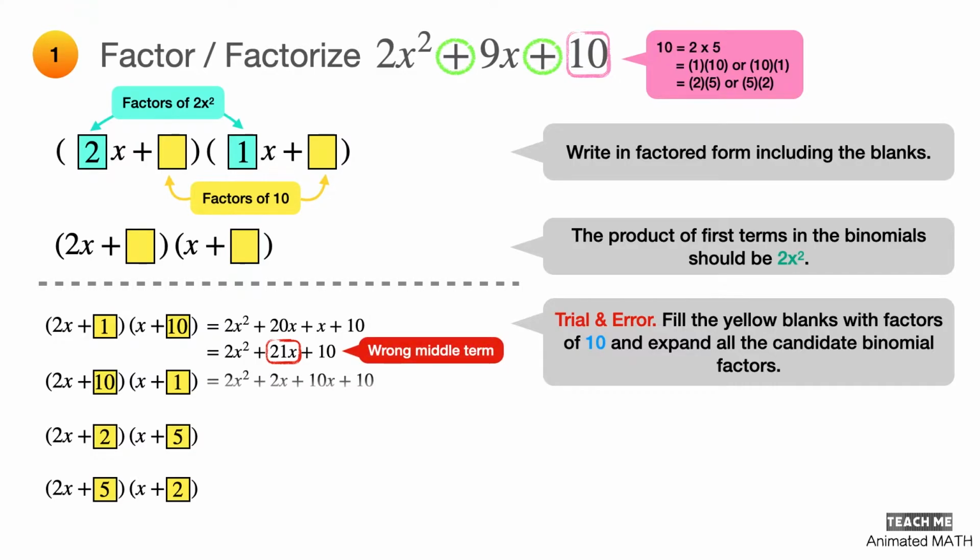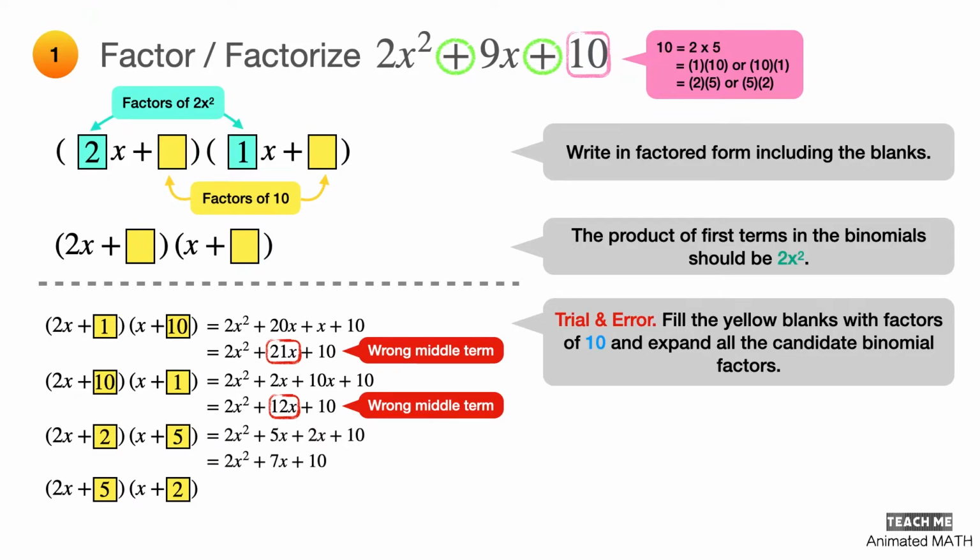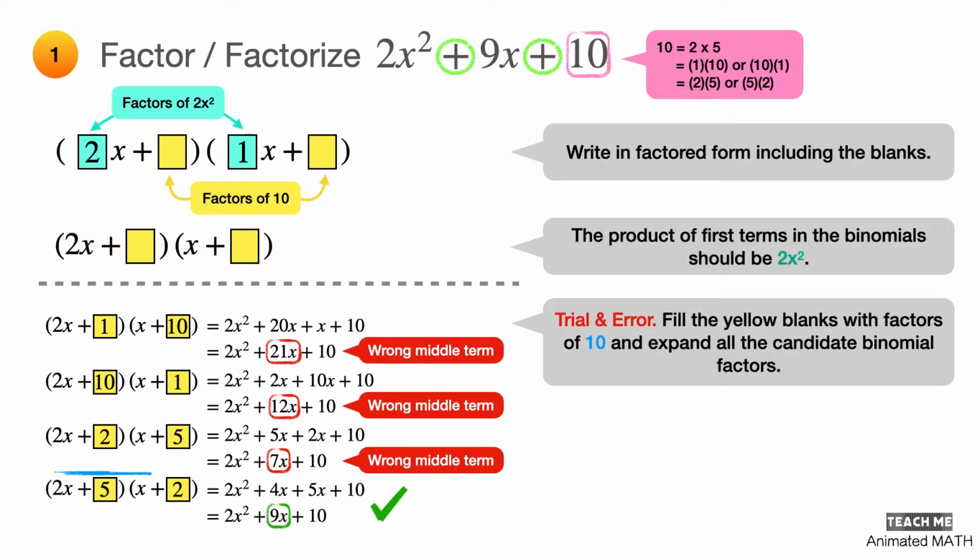Let's multiply the second candidate factors. The resulting middle term is 12x. Again, this candidate is incorrect. Let's multiply the third candidate factors. The resulting middle term is 7x. Incorrect candidate. Multiply the last candidate factors. The result is 9x, which is exactly what we are looking for. Now that we have verified these factors, the final answer is 2x plus 5 times x plus 2.